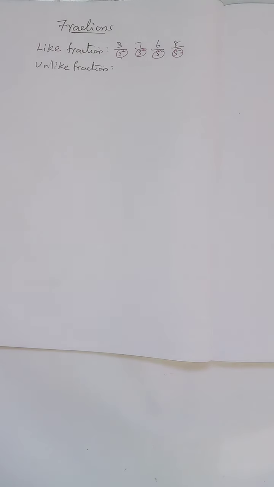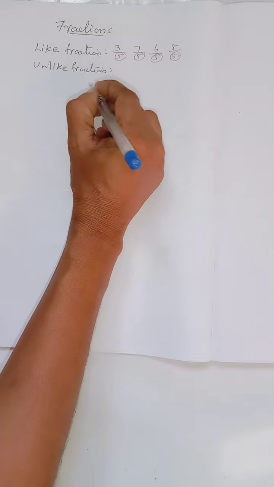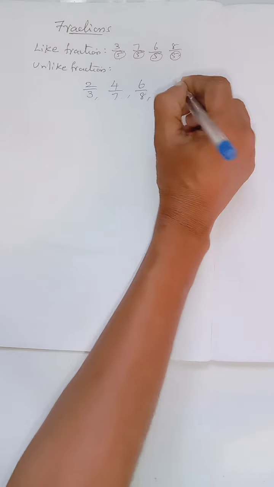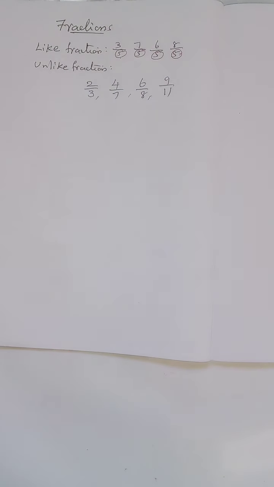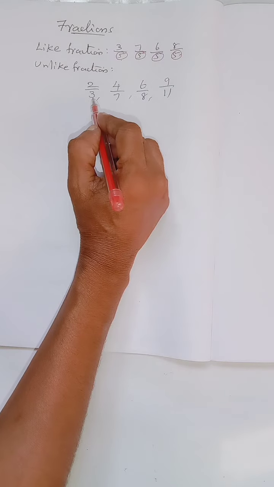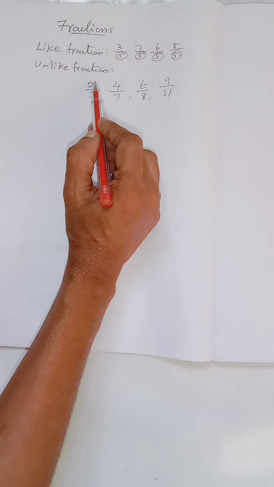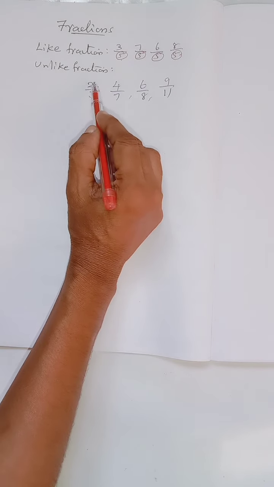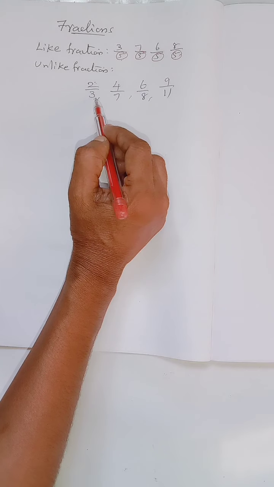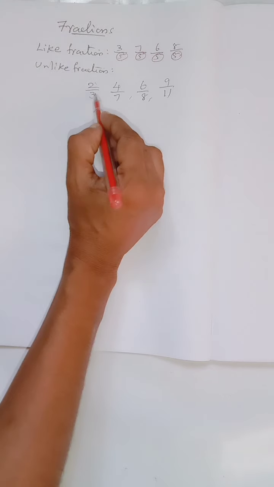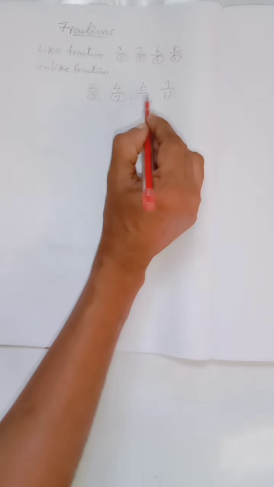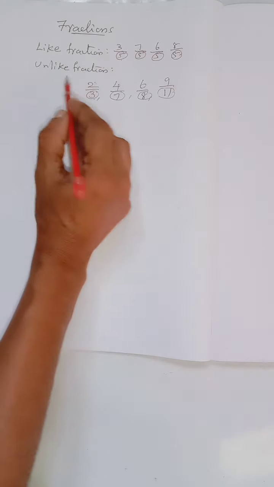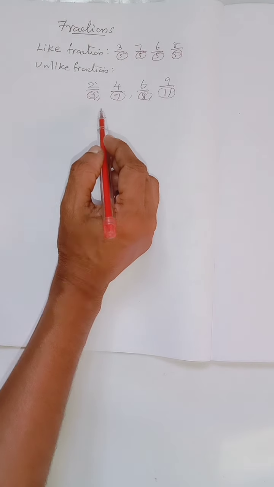Okay, then what is meant by unlike fraction? Sometimes if I am writing 2 by 3, 4 by 7, 6 by 8, 9 by 11. Here, this is called the denominator, and this is called the numerator. So this is the numerator and the bottom is the denominator. See the denominators, every denominator is different. So when all my denominators are different, it is called an unlike fraction.